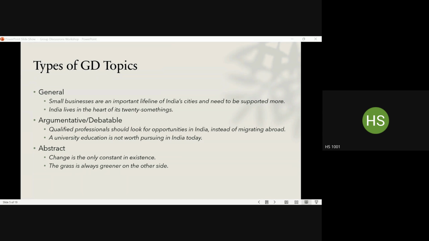Clear? Yes, ma'am. You need to be careful about having sufficient content or having relevant content, relevant points in order to back up your claims, regardless of how you choose to interpret an abstract topic, because that is what adds meaning to your contribution. Clear?